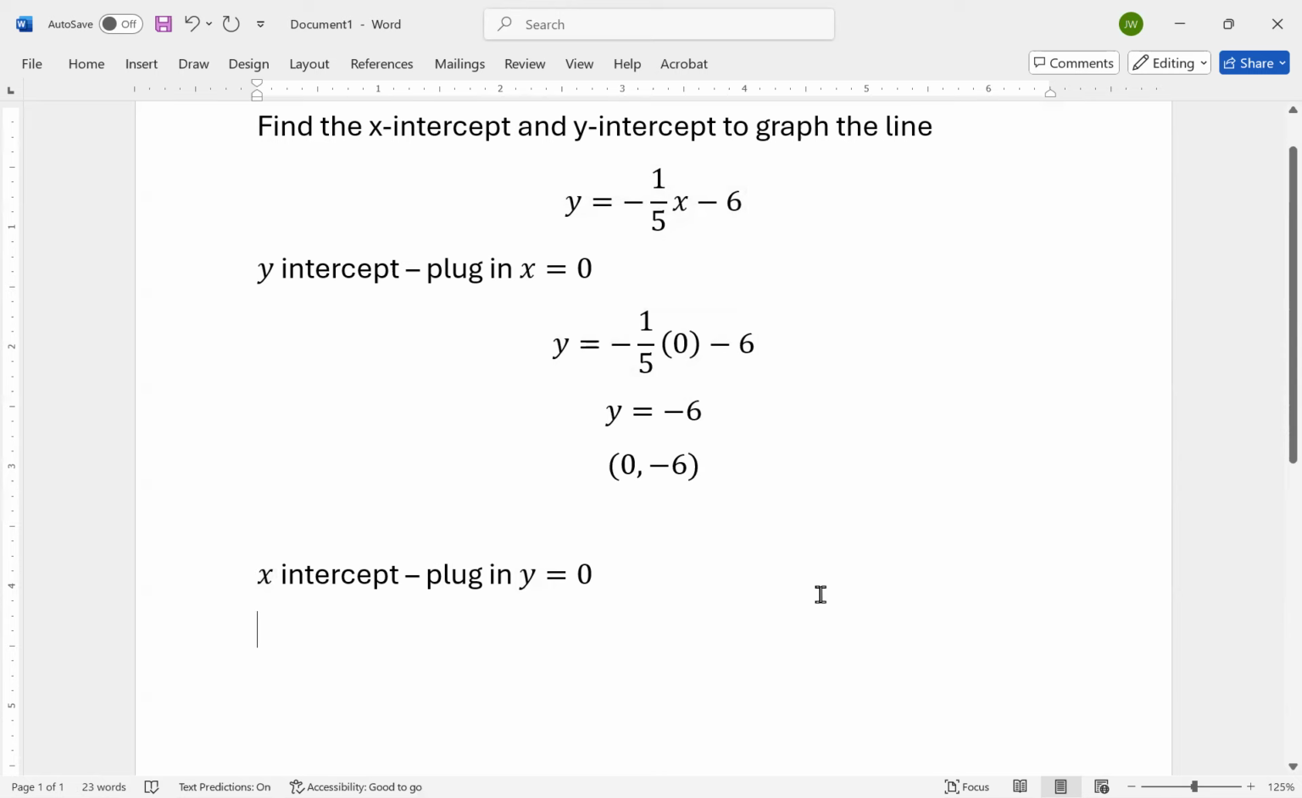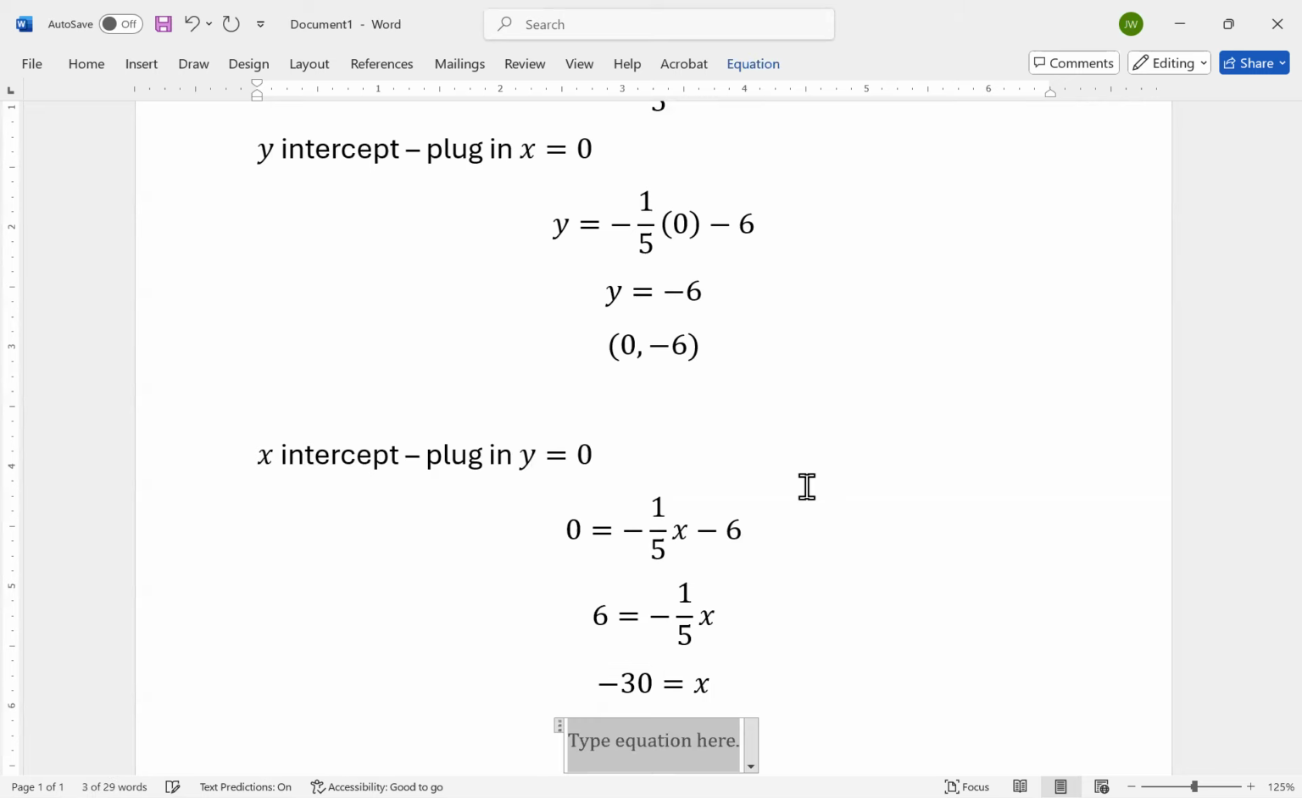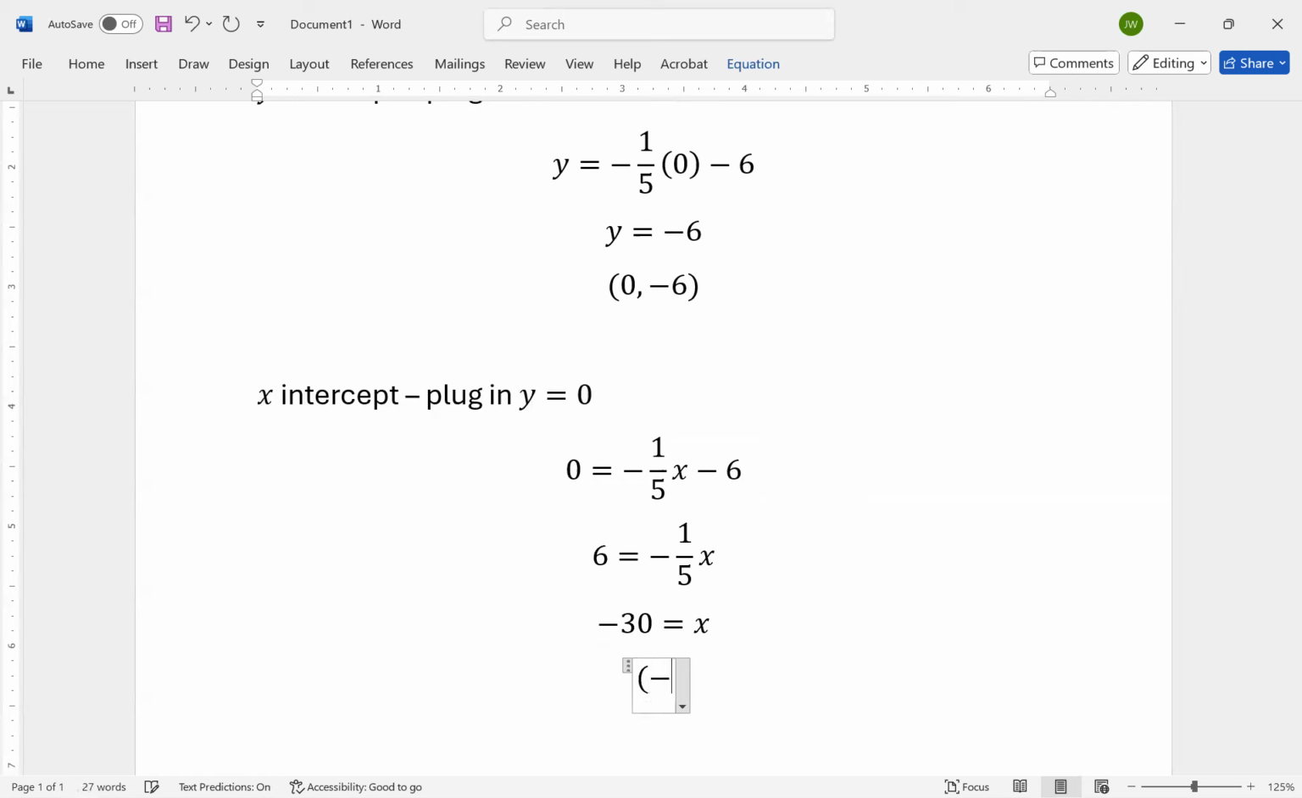For the x-intercept, we would plug in 0 for y and then solve that. 0 equals -1/5 times x minus 6. And then solving would take a couple of extra steps. I'd have to add 6 to both sides. And then I'd have to multiply both sides by -5. I get -30 is equal to x. That means that the x-intercept is the point (-30, 0).